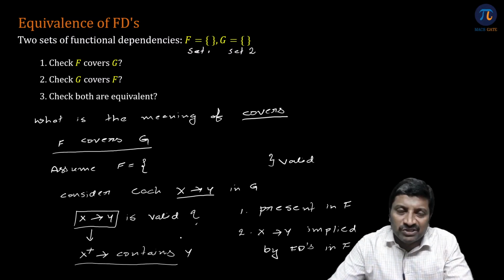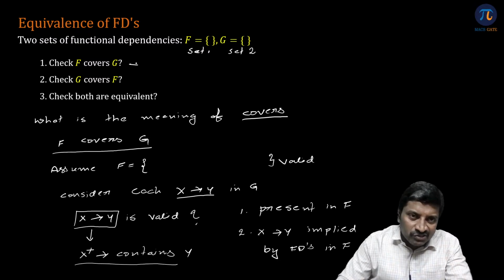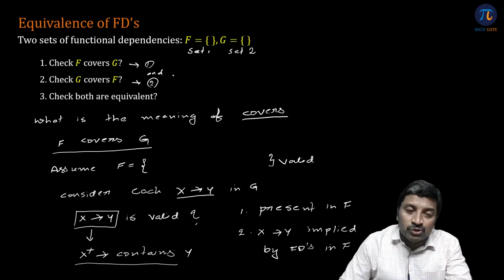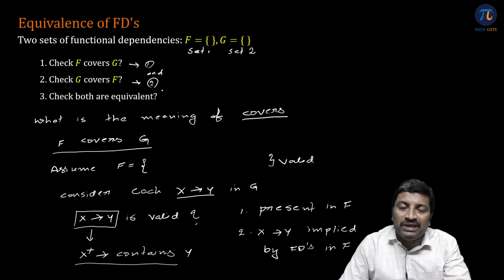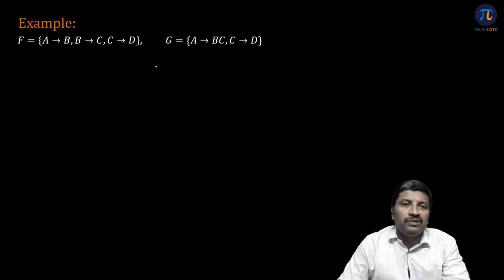So let us see some examples so that we can understand the procedure to verify whether both are equivalent or not. When F covers G and G covers F, when both are true, then only I can say both are equivalent. If any one of these fails, they are not equivalent. Let me explain with an example.